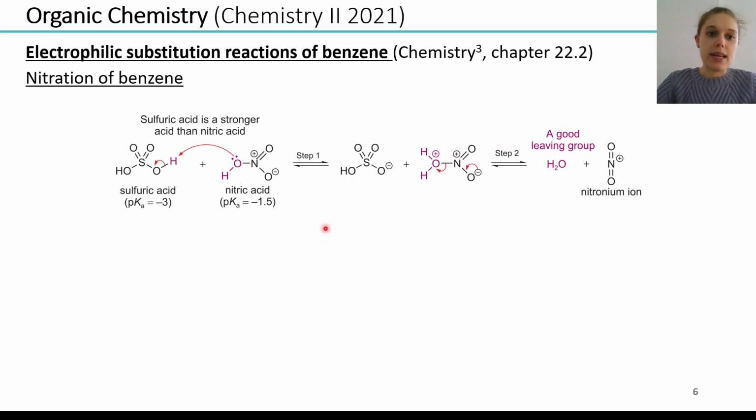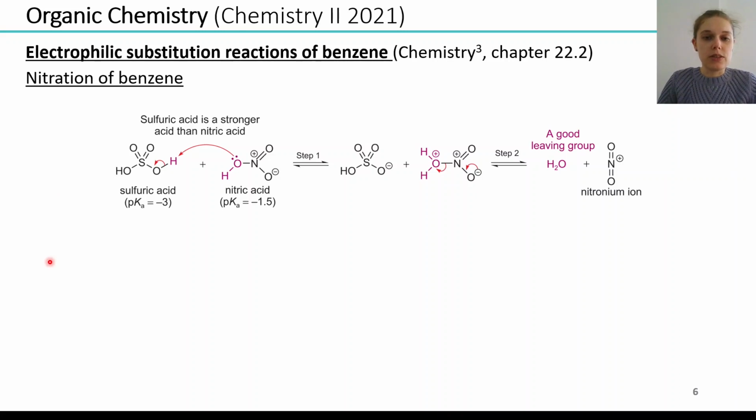hereby the nitric acid gets one proton from the sulfuric acid, and then we end up with these molecules. Here you can see that the nitric acid now contains a protonated hydroxide group. And the protonated hydroxide group is a very good leaving group, and hence, as you can see here, the second step is the formation of water, which is a good leaving group, and nitronium ion. And nitronium ion has the molecular formula NO2+, so it is a cation and constitutes a very strong electrophile.